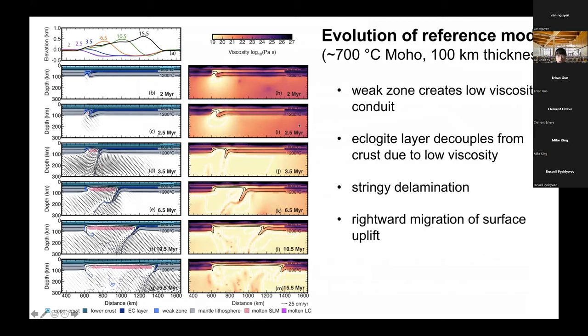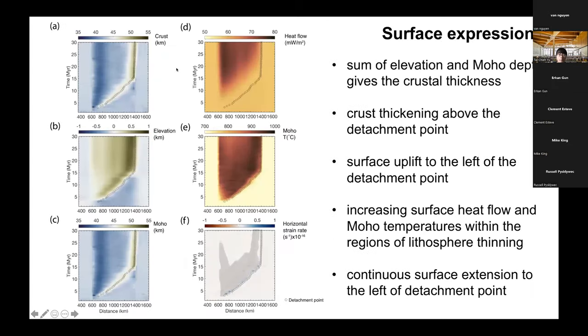The viscosity profile shows the weak zone removal creating a low viscosity conduit. During delamination, the arclogite layer decouples from the crust because of the low viscosity. And the weak rheology of the detachment is deformable, which shows the straining delamination. And for the elevations, the surface uplift shows the rightward migration. And the time distance diagram shows the different surface expressions.